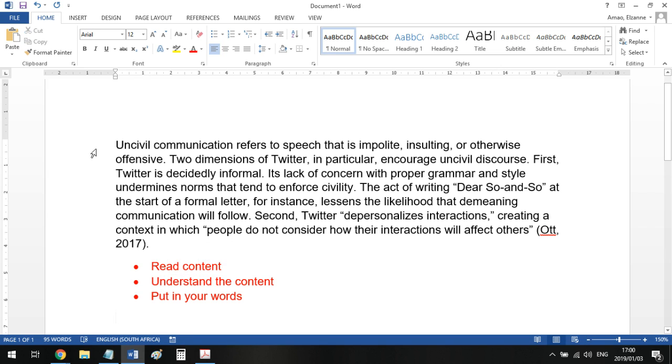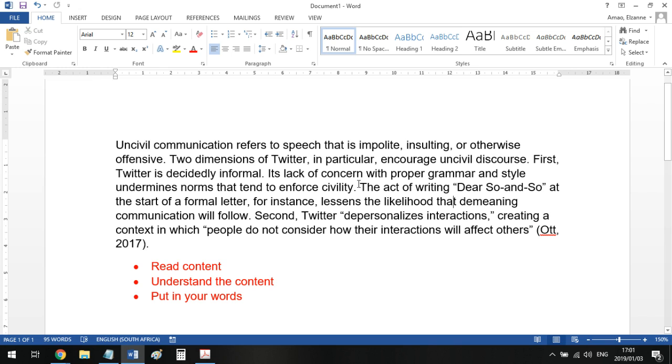So let's read this paragraph together. Uncivil communication refers to speech that is impolite, insulting, or otherwise offensive. Two dimensions of Twitter in particular encourage uncivil discourse. First, Twitter is decidedly informal. Its lack of concern with proper grammar and style undermines norms that tend to enforce civility. Let's pause here. What are they saying? They are referring here to the rudeness that we associate with people communicating on Twitter. They call it uncivil discourse. You can just call it hating or just being plainly rude.